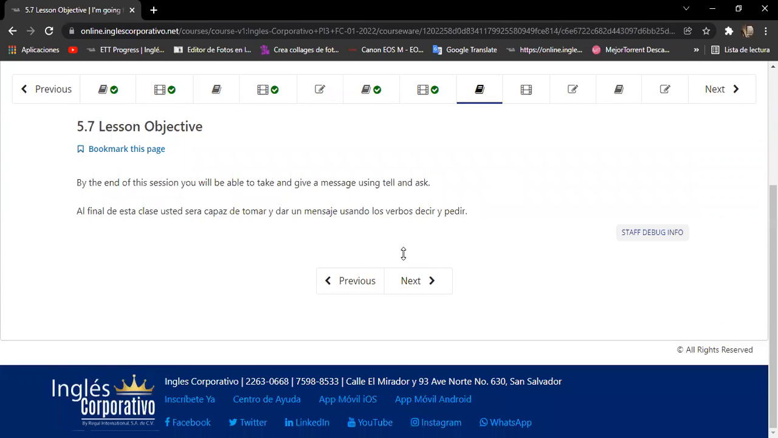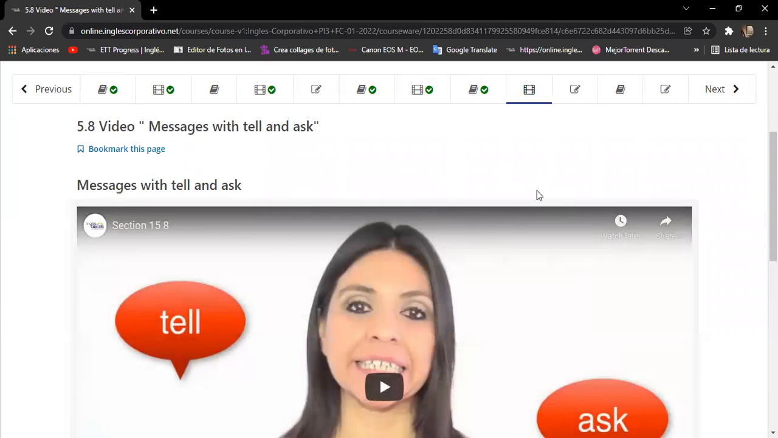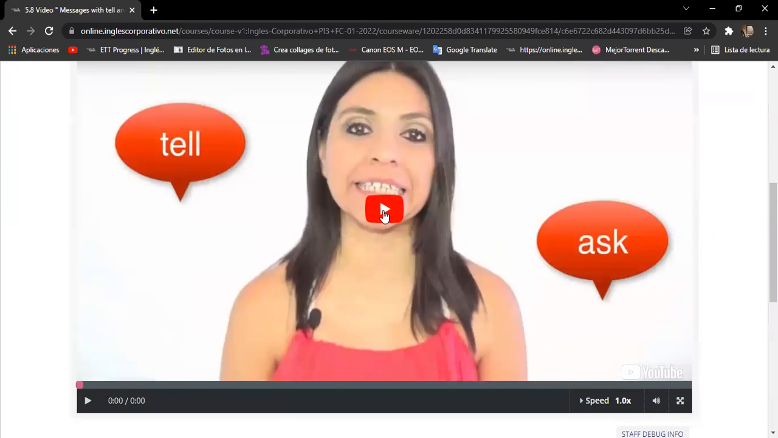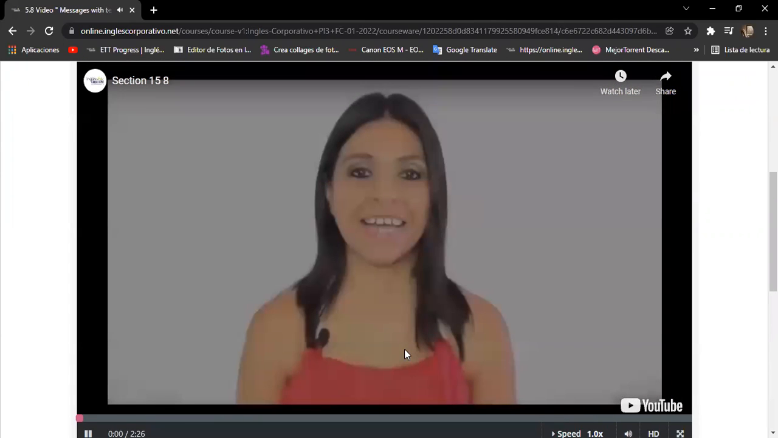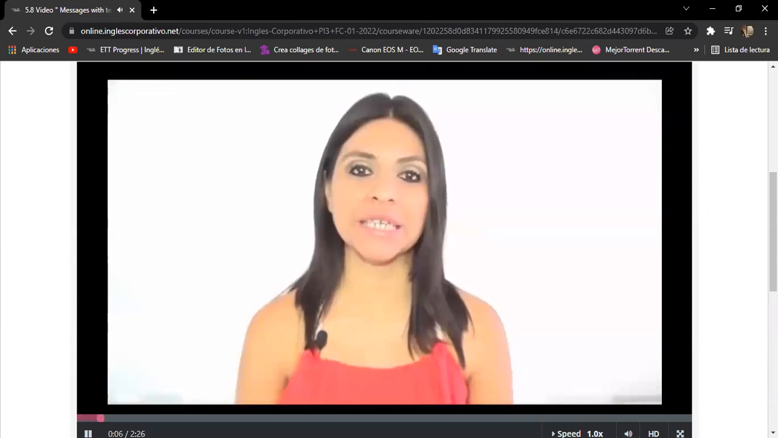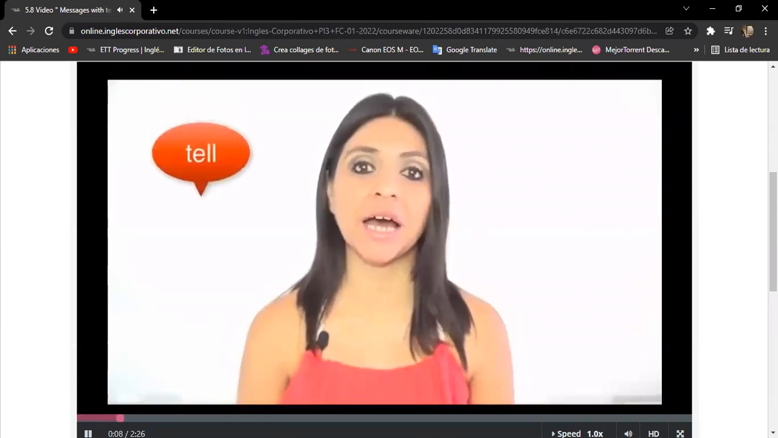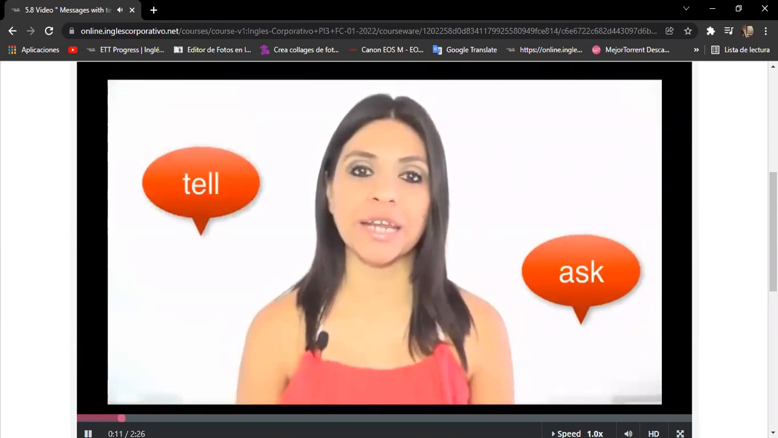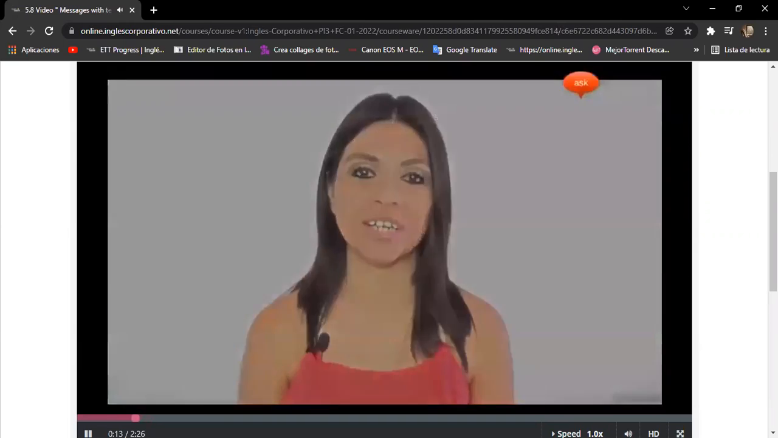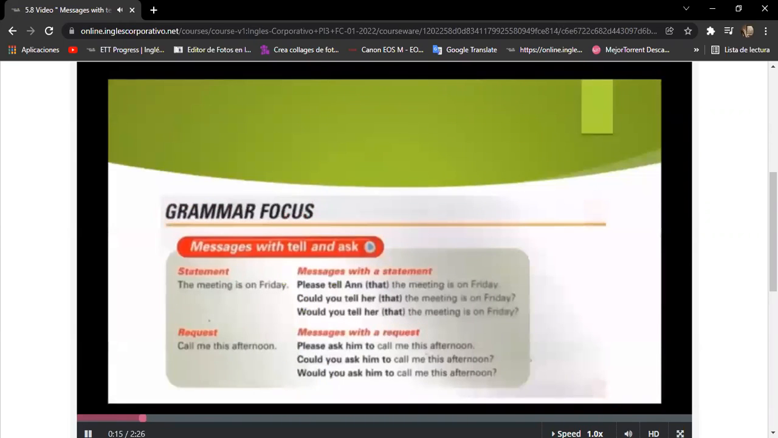Okay, by the end of this session, you will be able to take and give a message using tell and ask. So listen. Let's continue, shall we? Now let's go over on how to take and give a phone message using the verbs tell and ask. Get your papers ready and take notes during the explanation. Page 103, Exercise 8, Grammar Focus. Messages with tell and ask.